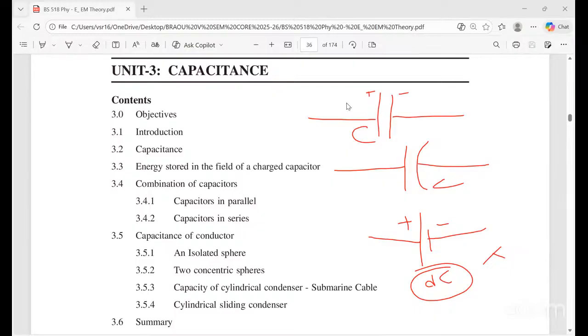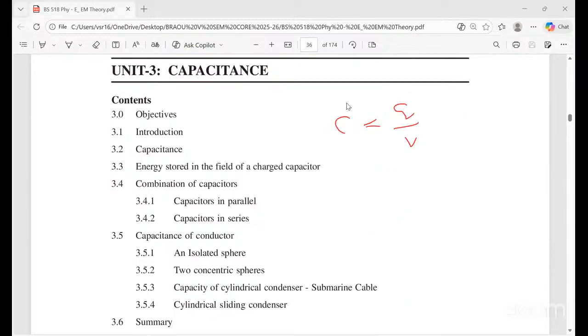So C equals Q by V. Charge is measured in coulombs, potential difference in volts. Coulomb per volt is nothing but a farad. So capacitance is measured in farads. Suppose you say microfarad, micro means 10 power minus 6. Picofarad, 10 power minus 12 farad. Like that.